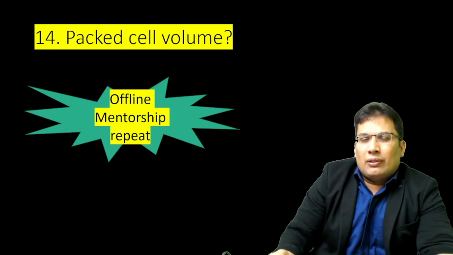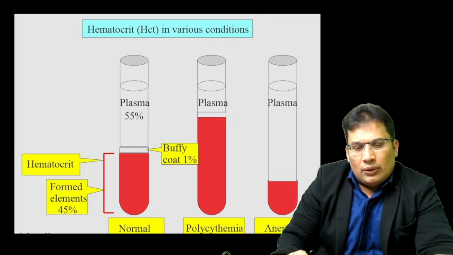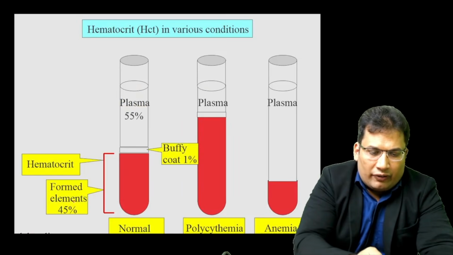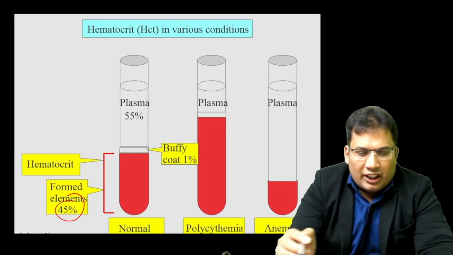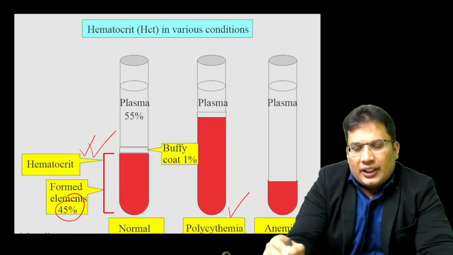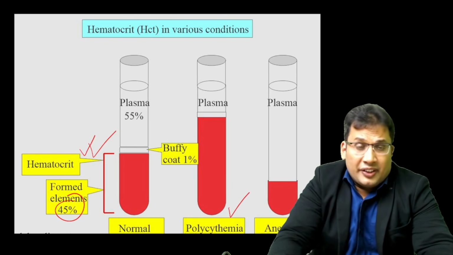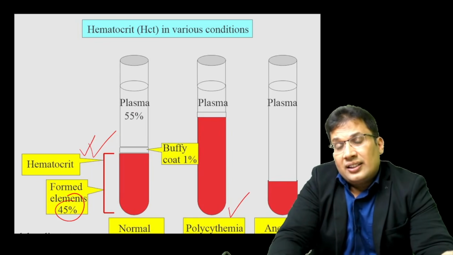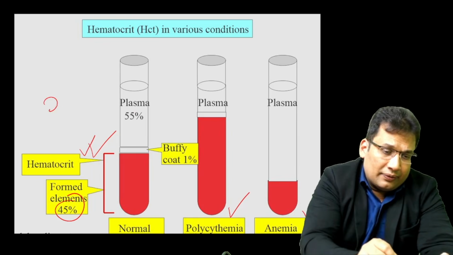Then comes packed cell volume. Again repeat question. Packed cell volume, normally it is 45. So ratio is 45 to 55. This is the hematocrit basically. It rises in case of polycythemia, decreases in case of anemia. If you mention definition and increases and decreases in certain conditions, you will get 3 out of 3.